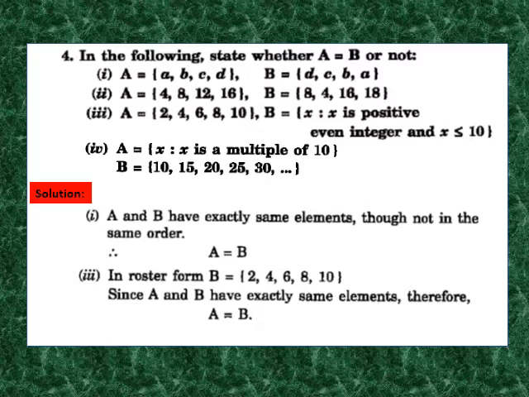Since A and B have the same elements, therefore by definition A will be equal to B. Now if you look at the second part, I have not solved this but I'm just explaining that A is equal to {4, 8, 12, 16} and B is equal to {8, 4, 16, 18}. Now B has the element 18, which is not in A. They have the same number of elements, 4 and 4, but the elements are different. Clear? So A will not be equal to B. I hope I am clear.